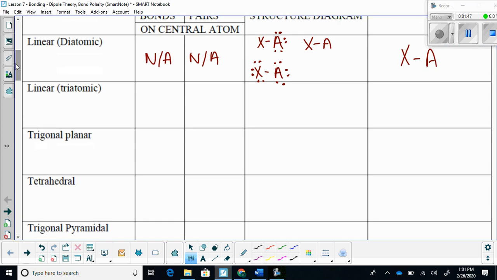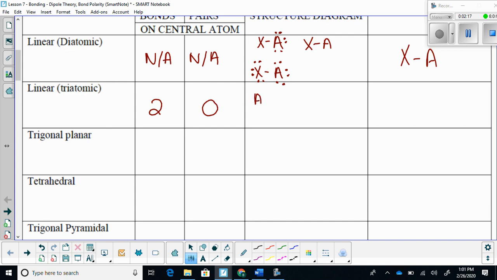Okay, let's move on to linear triatomic. So we do have a central atom this time, and what we're looking for on our central atom is two bonds and zero lone pairs. Now remember that when you are drawing a linear molecule or whatever Lewis dot structural diagram, double, triple bonds are considered as one connection or one bond when we are doing VSEPR. So let's do some variations.